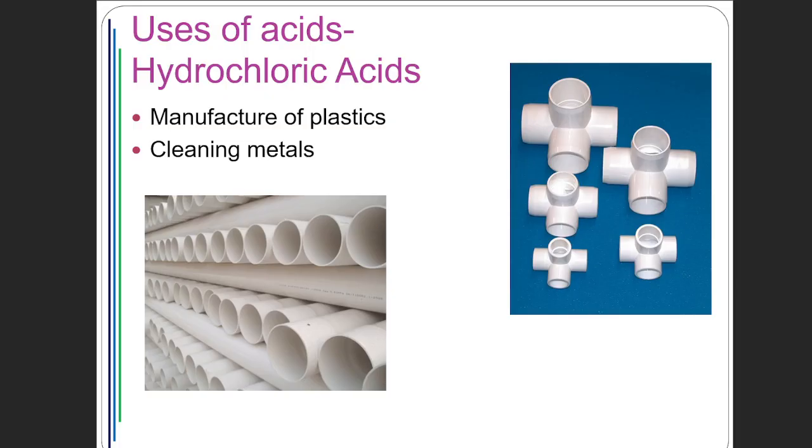Last but not least, hydrochloric acid, which you're going to find in stomach acid. It is used to make plastics. Plastics have many, many uses. And it is also an acid which can be used to clean metals, that is, the surface of metals.